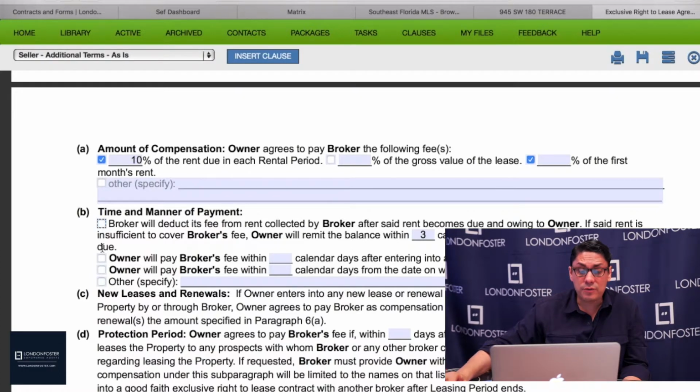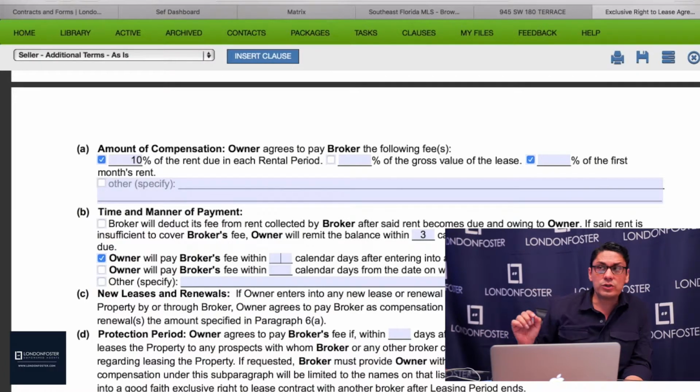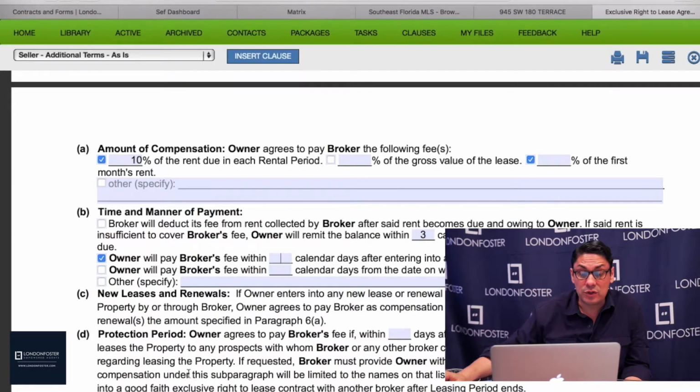There is also the option for the owner to pay the broker fee within a certain number of days from which each rent payment is due for the tenant. That has more to do with a short term, if they're paying month to month to month, the person's probably not going to shell out money, so that's something you would do. Or if there's anything else, you specify it there.